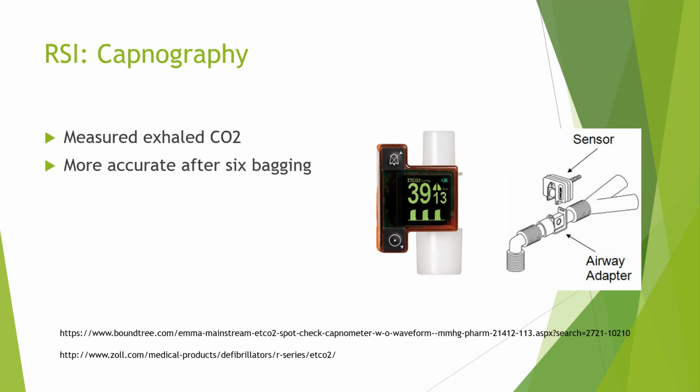And when we talk about the capnography, it will measure the exhaled, expelled carbon dioxide, and it will be more accurate after 6 bagging. 6 bagging means 1 bagging, 2 bagging, to 4, because sometimes the esophagus may have some retained carbon dioxide. And after 6 bagging, the reading will be more accurate to confirm the placement in the trachea.